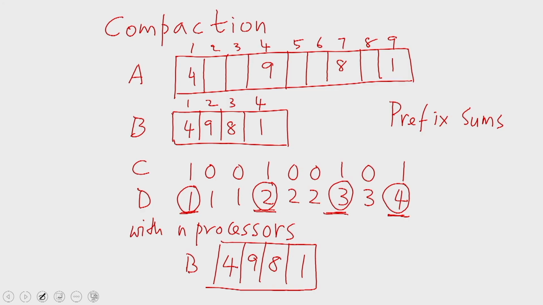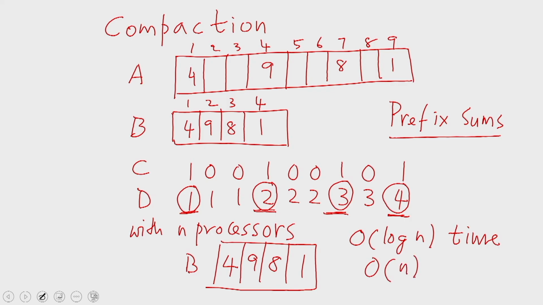A has been compacted into B, and the complexity of the algorithm is dominated by that of prefix sums. Therefore, the time complexity of compaction is identical to that of prefix sums. The rest are all order 1 steps to be executed with n processors. So, if you have n by log n processors, those steps can also be executed in order log n time. Therefore, the complexity is order of log n time and for a cost of order of n.